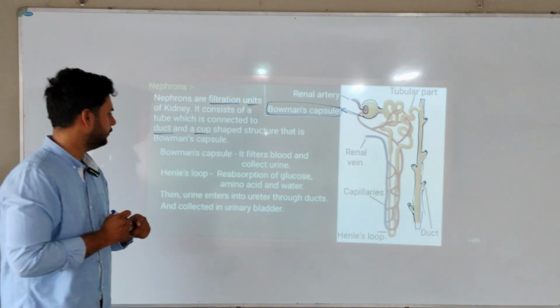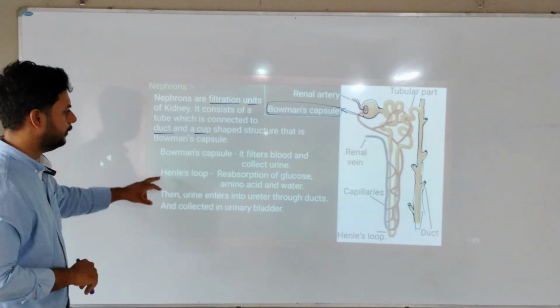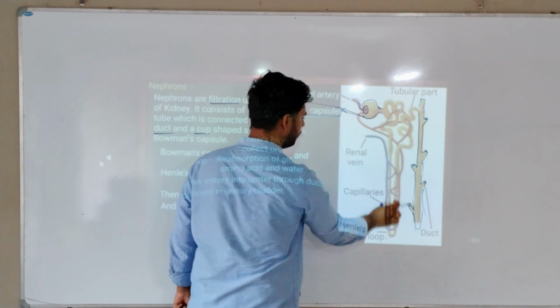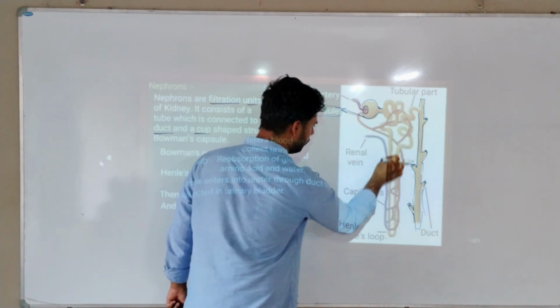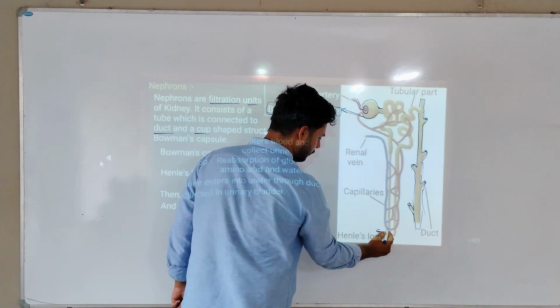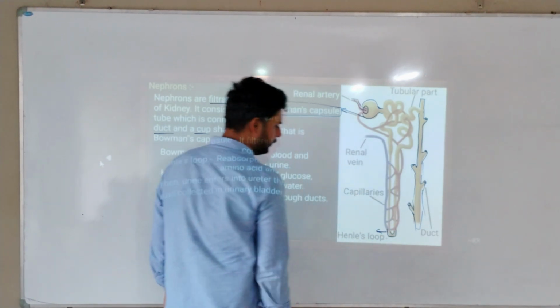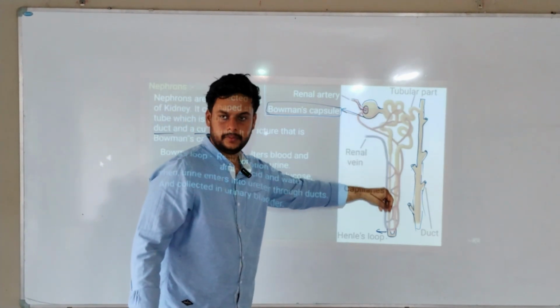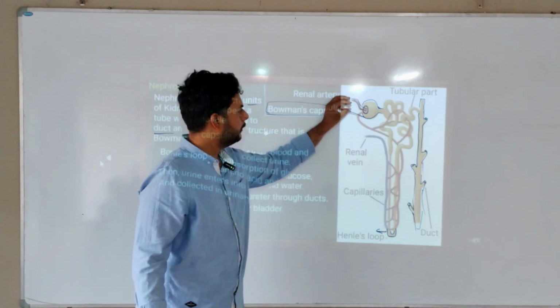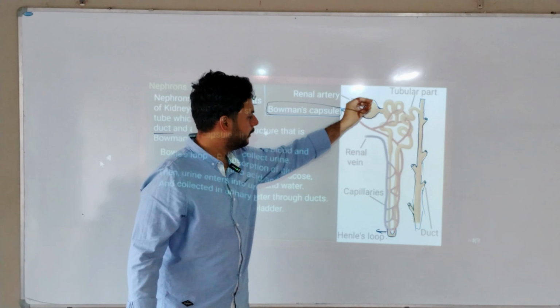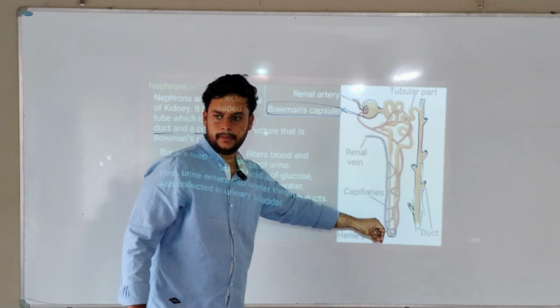Okay, next. Henle's loop. After that, you can see this is a loop, straight. This is Henle's loop, yellow color. It's going like this. After the cup, it will enter into Henle's loop. Urine is entering. Here it will take blood, remove all the waste, and take the urine and send it on.